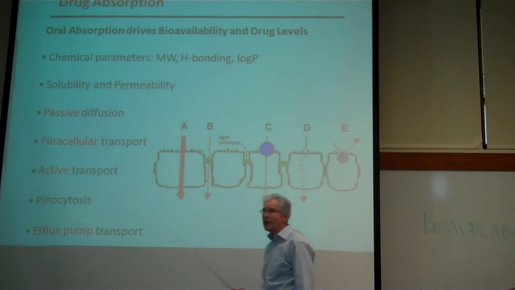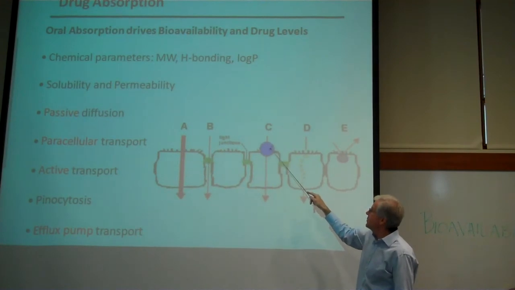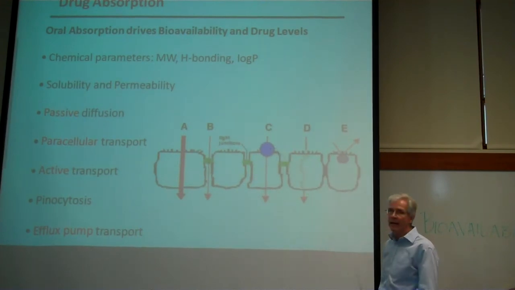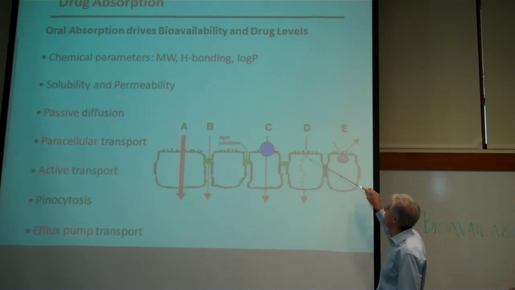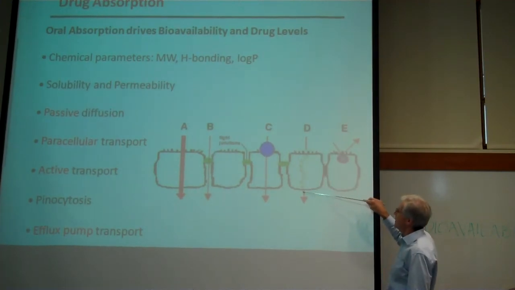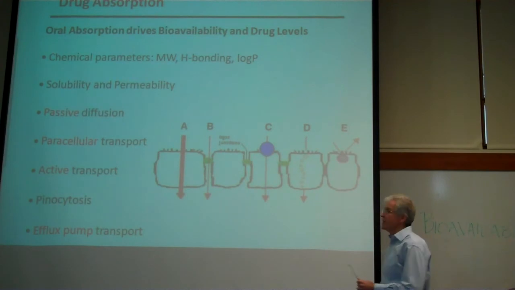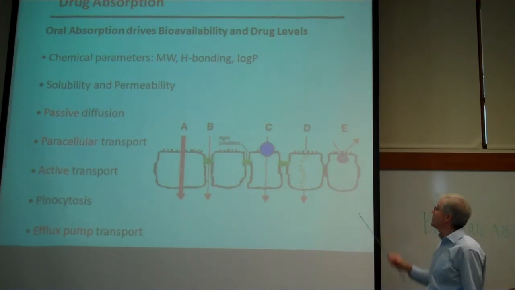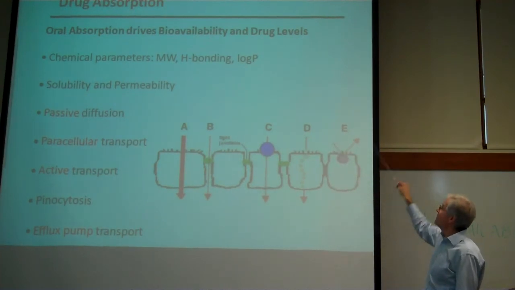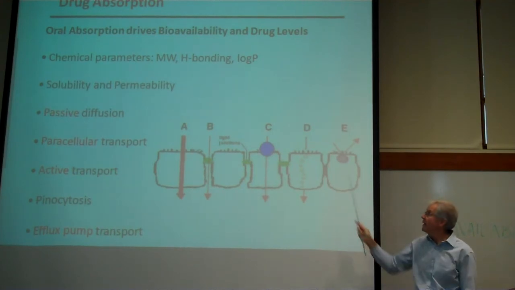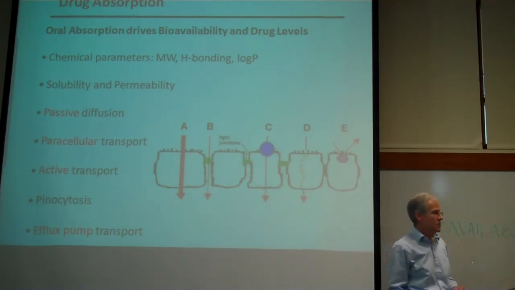We also have active transport. This is an energy-dependent process using membrane-bound proteins, and these proteins actively transport the drug against its concentration gradient across the cell. We also have pinocytosis, less relevant to drug absorption, but this involves the drug getting encapsulated in these small bubbles that diffuse through the cell and release the drug on the other side. Lastly, we have efflux pump transport. This is again an energy-dependent active transport using membrane-bound proteins, but in this case the proteins are pumping the drug out of the cell as fast as or faster than it tries to enter the cell. So these are the 5 different processes that can be used in drug absorption and permeability.